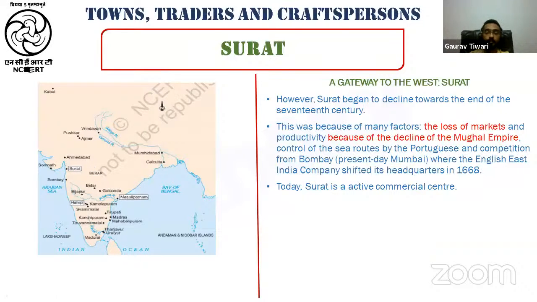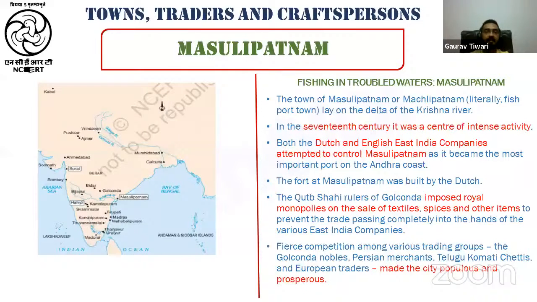Let's move forward and talk about the next city, that is Masulipattnam. Fishing in troubled waters. This Masulipattnam is known as Machilipatnam currently, and it is situated on the bank of river Krishna. Krishna के delta पे ये Masulipattnam situated है, and it is situated in the state of Andhra Pradesh.